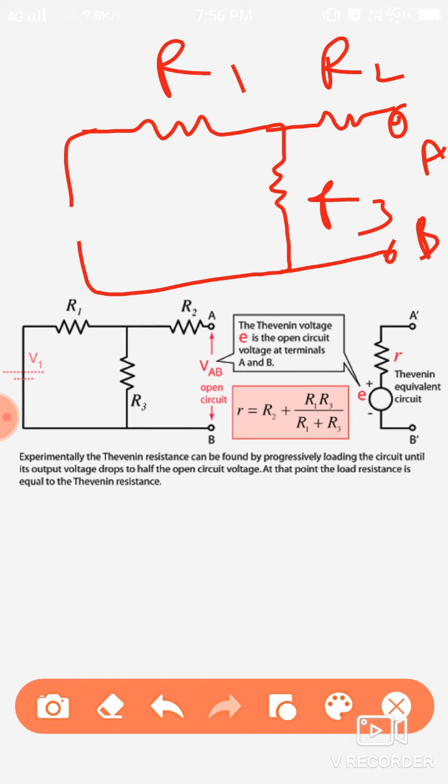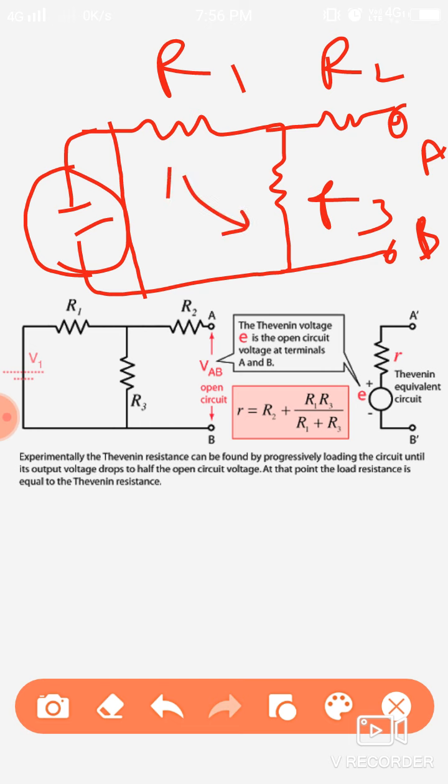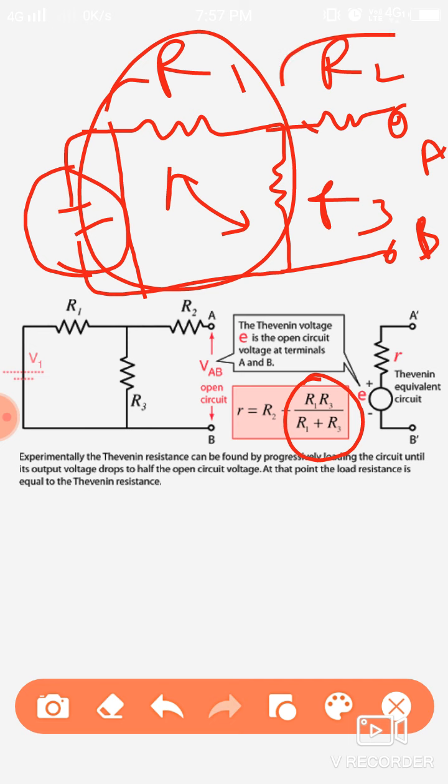Then what will we do? First, to find out the resultant resistance, we bypass this voltage supply, or we can say that we short circuit. Then what will happen after this short circuit? This will be a single connector and there will be R3 and R1 in parallel to each other, then their equivalent resistance will be R1 R3 upon R1 plus R3, and this equivalent resistance is in series with R2.